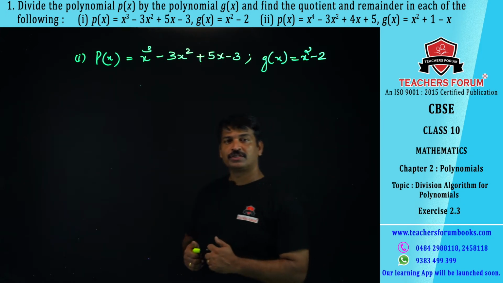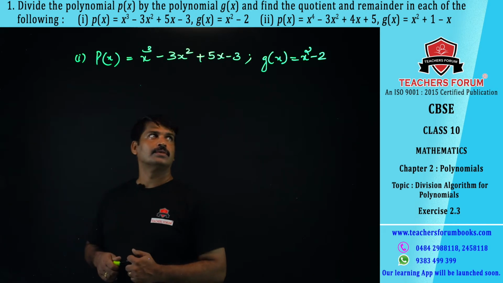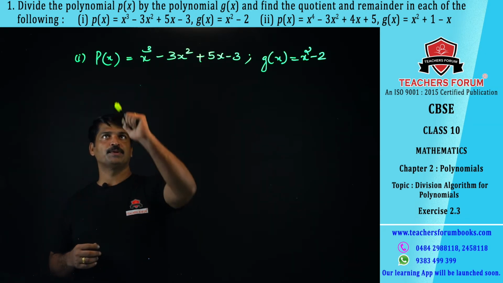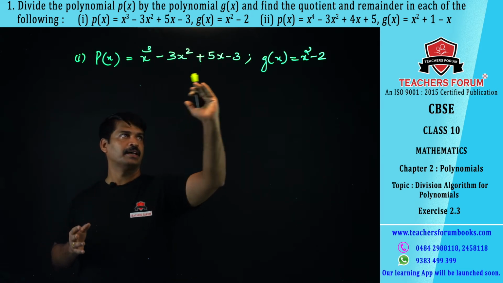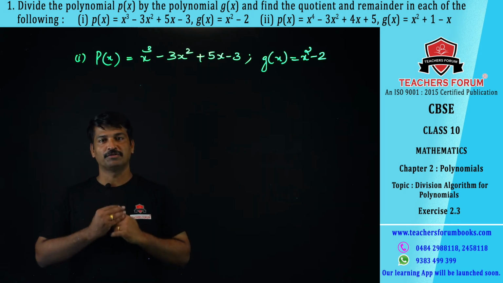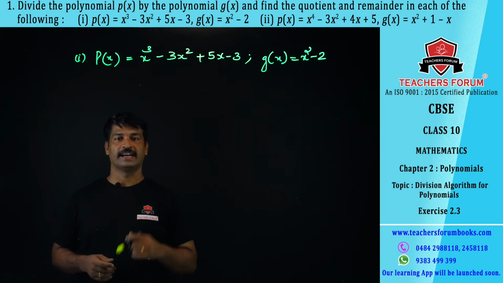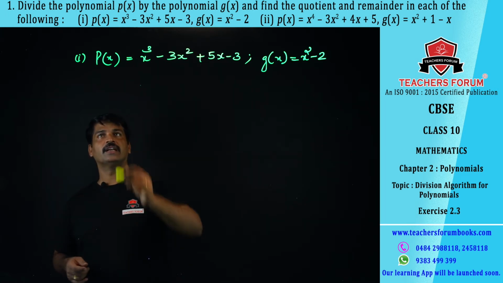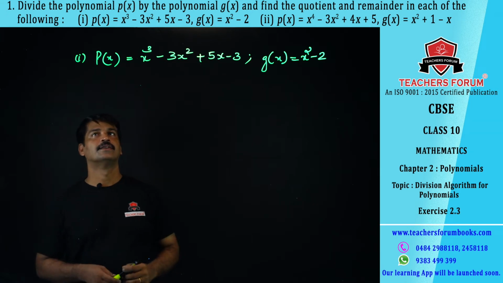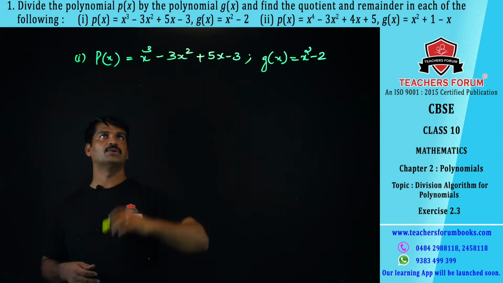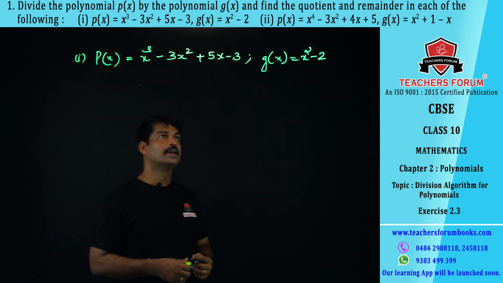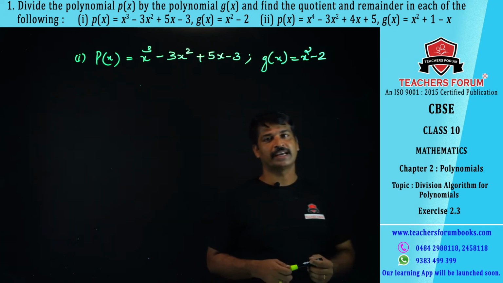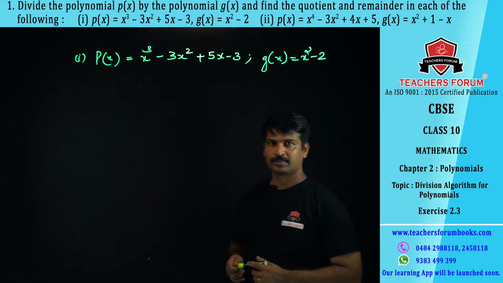The first question, it is given two polynomials p of x and g of x. You have to divide p of x by g of x, and you have to find the quotient and the remainder. Let us start with the first one. It is given that p of x is equal to x cube minus 3x square plus 5x minus 3, and g of x is equal to x square minus 2.